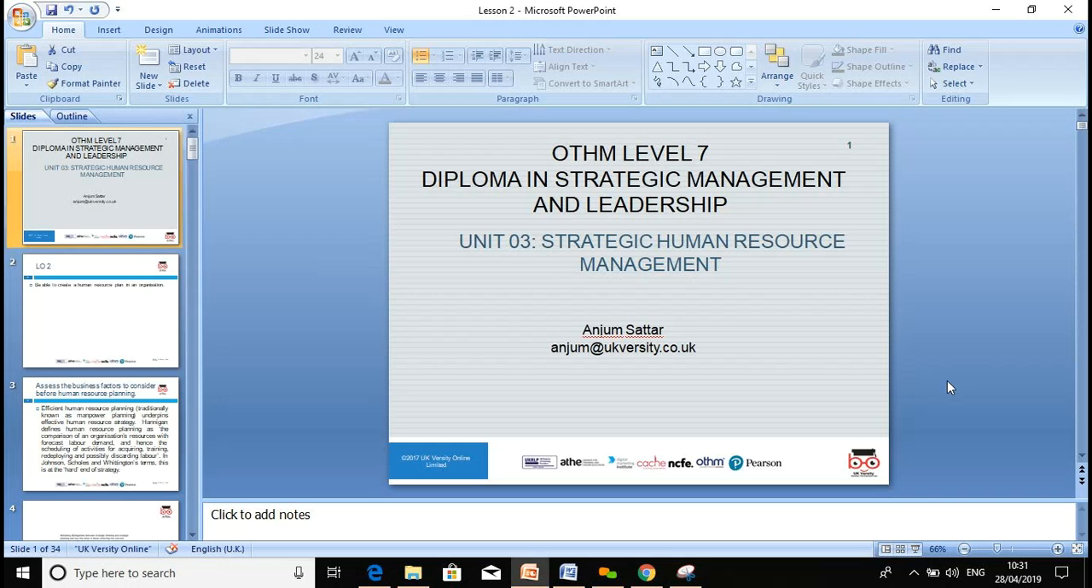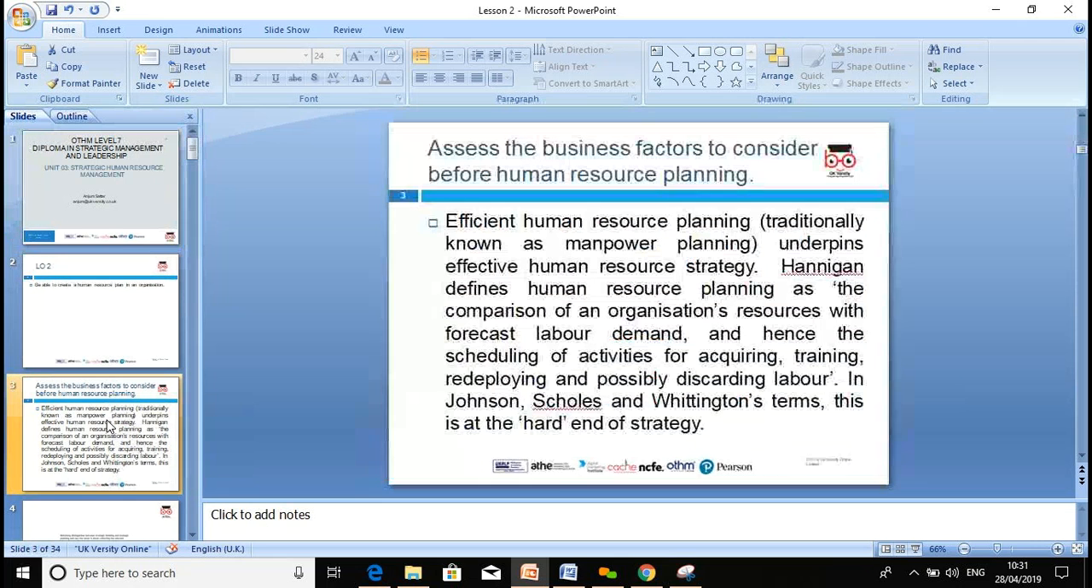Okay. Welcome everyone. We'll start our lesson 2, in which we'll address LO2, learning outcome 2, and 2.1: assess business factors to consider before human resource planning, which we'll go through today. What do you think? What sort of factors do we need to consider when we make the human resource plan?